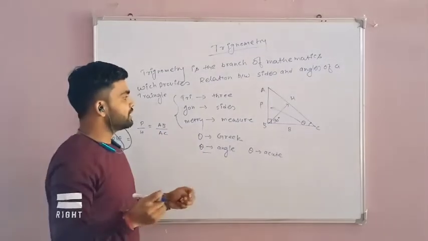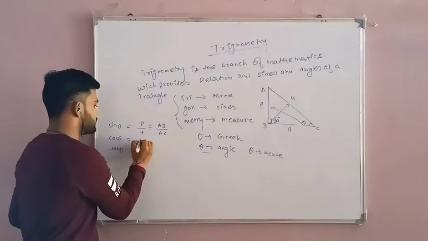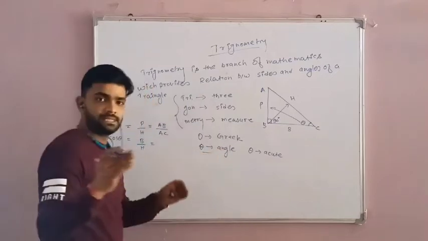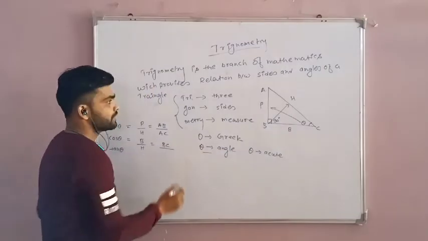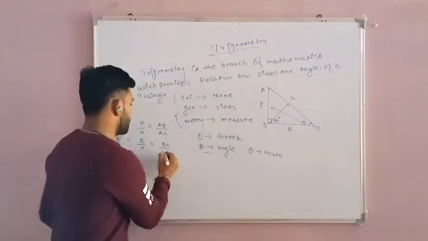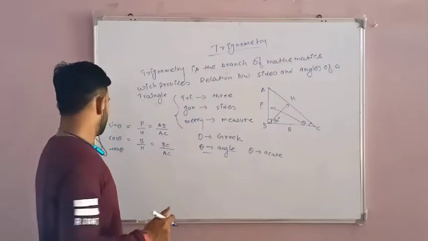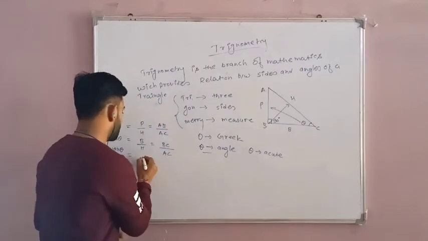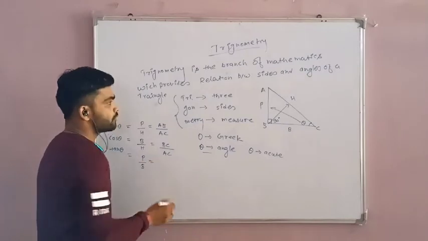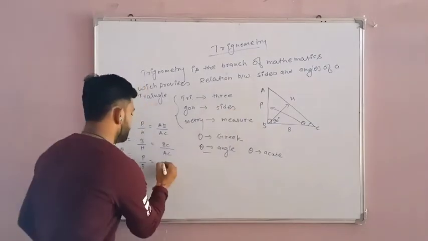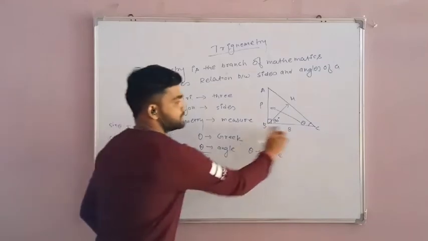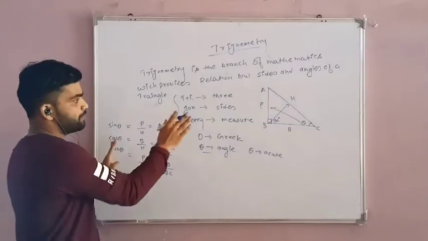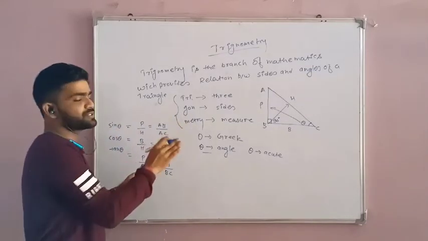Similarly, cos theta is the ratio of base upon hypotenuse. What is the base? Base here is BC, and hypotenuse is AC. Similarly, tan theta is the ratio of perpendicular upon base. What is the perpendicular? Perpendicular is AB and base is BC. So these are the three basic ratios of sides of a right triangle.